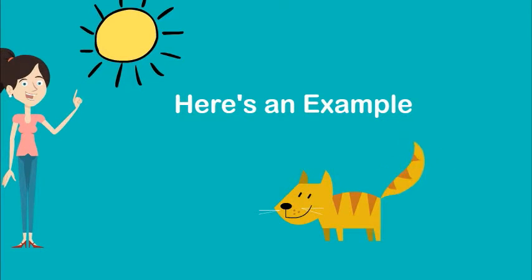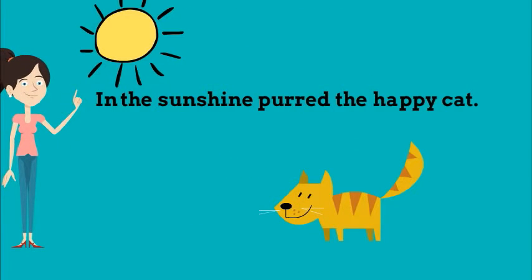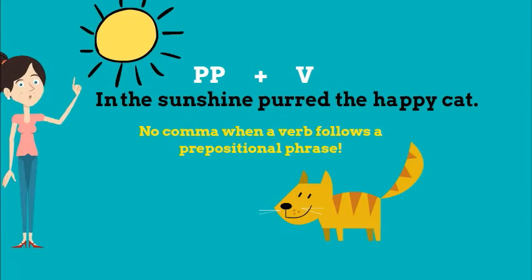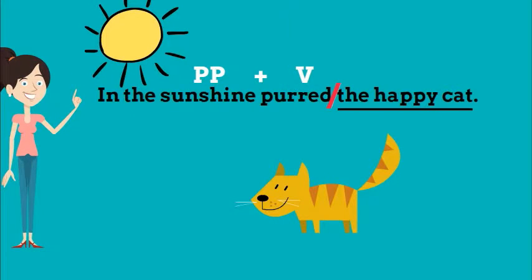Let's look at an example of an inverted sentence. In the sunshine purred the happy cat. In this sentence, I have a prepositional phrase followed by a verb. No comma is needed because there's no phrase at the front of the sentence, since the sentence is inverted, meaning it's backwards. The complete subject includes all the words that follow the verb purred, which leaves the happy cat. Cat is at the end of the sentence, which is the simple subject.